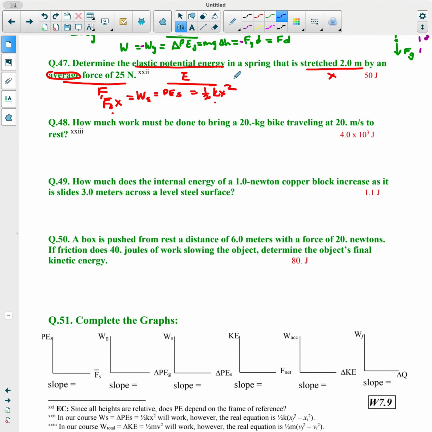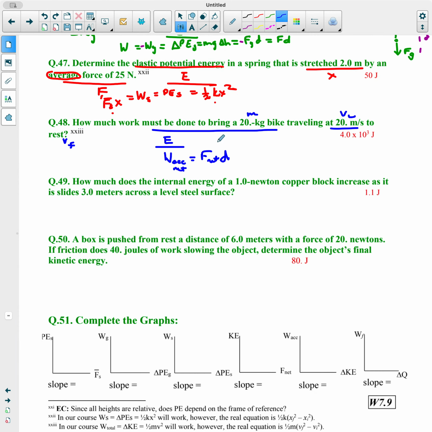How about this one? How much work must be done to bring a bike traveling at 20 meters per second to rest? Well, what work is this? Well, it's not like lifting stuff, so it ain't WG. It's not a spring. Oh, you're accelerating. You're slowing down. This is an accelerating work, aka net work. And so the way you would typically answer this is you would just say F net times D. And here's the thing. They didn't give you F net and D. They gave you mass. They gave you VI. They gave you VF. You're like, huh.